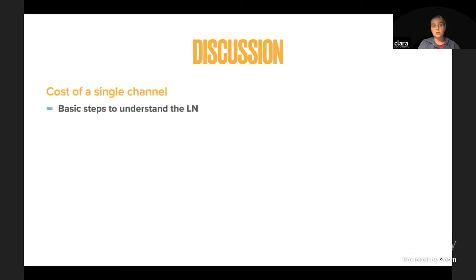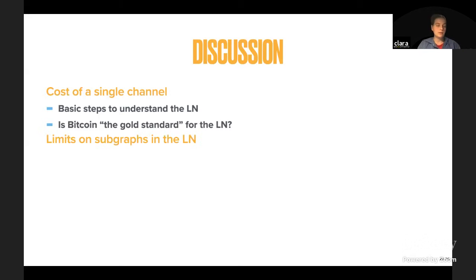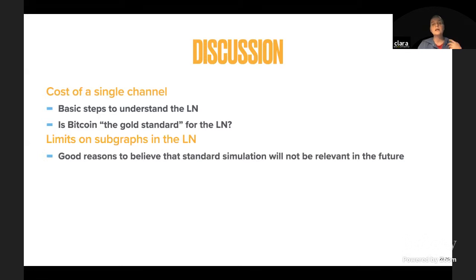So we talked about the cost of a single channel. This is a basic step to understand the Lightning Network. It gives rise to very interesting questions such as, could the Lightning Network at some point leave the Bitcoin behind because it's not interesting in the same way the dollar left the gold? So that's about the cost of a single channel. Limiting subgraphs in the Lightning Network with limited cycles of like 3 and 4, paths of length 2. There are other limits that we have.